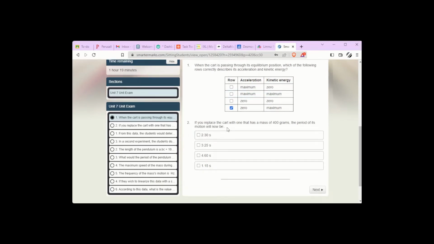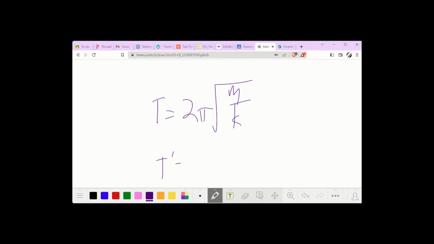And if you replace the cart with one that has a mass of 400 grams, the period of its motion will now be, well, the cart is on a spring. And the period of a spring-mass system is given by this equation. We know with the 200 gram cart, we have a period of 2.3 seconds. So we could go through this and solve for k, or we could find the new period in terms of the old period by saying we've doubled our mass, because that is our old period times root 2.